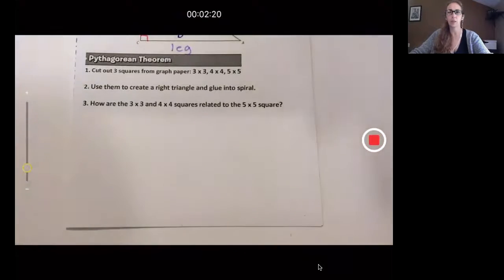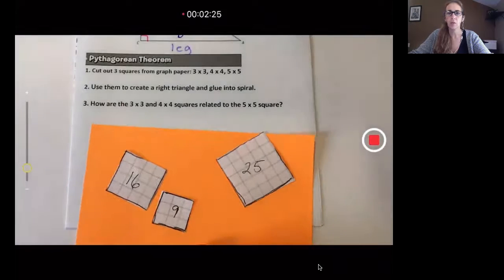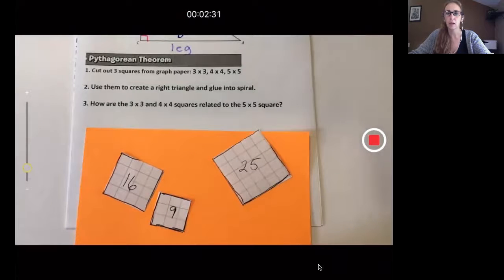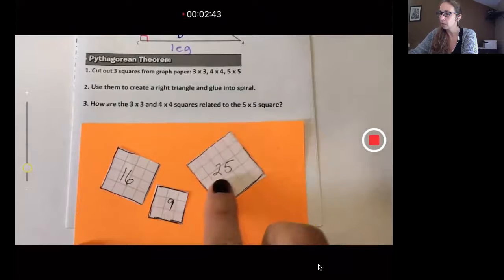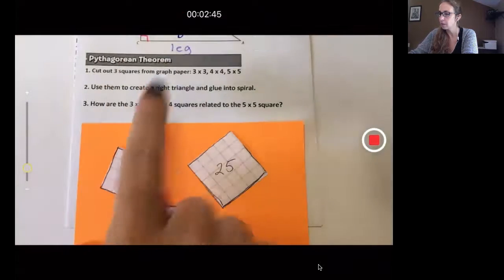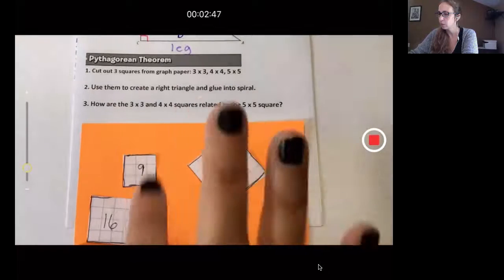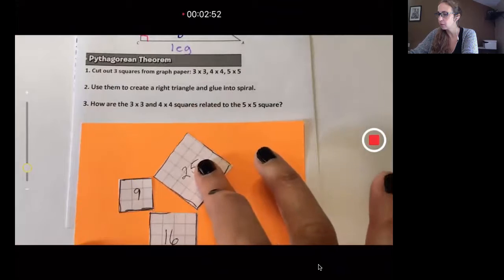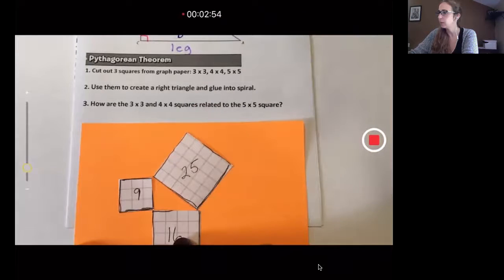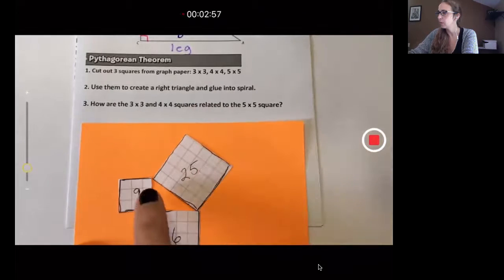So I have these 4, and that 3 by 3 is a 9, the 4 by 4 is a 16, and the 5 by 5 is a 25. So how are all of these squares related? So I'm going to take my triangle. I'm going to set up the 3 by 3, the 4 by 4, and this 5 by 5. And notice that the edges of this triangle are 3 by 4 by 5.